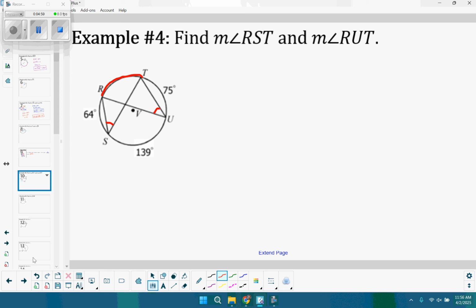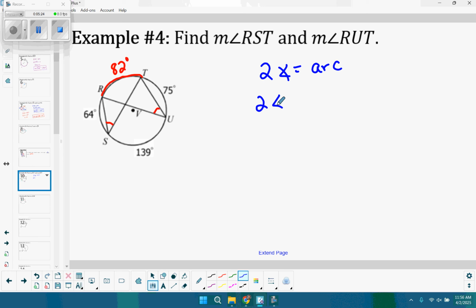So we can find that by adding up the three arcs we have. So 64, 75, and 139 together equal 278. And if I take that away from 360, 82 degrees was left over for that arc. So now we can do 2 times angle equals arc.